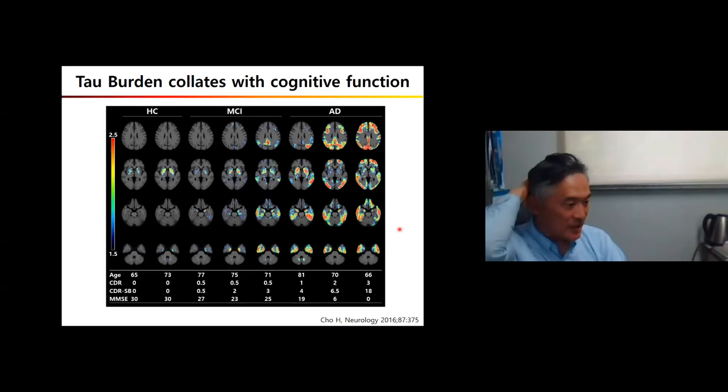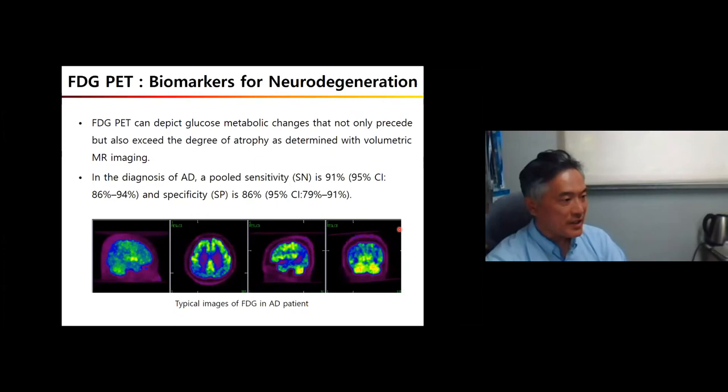And the next one is FDG. As you know, FDG can also be used for Alzheimer's disease, so the diagnostic value is sensitivity of around 91% and specificity of 86%. So you can use FDG imaging for the diagnosis of Alzheimer's disease.